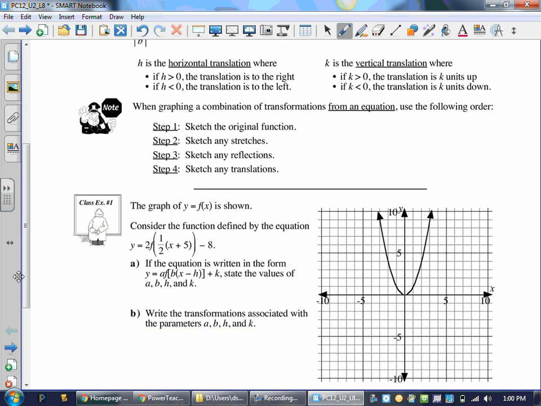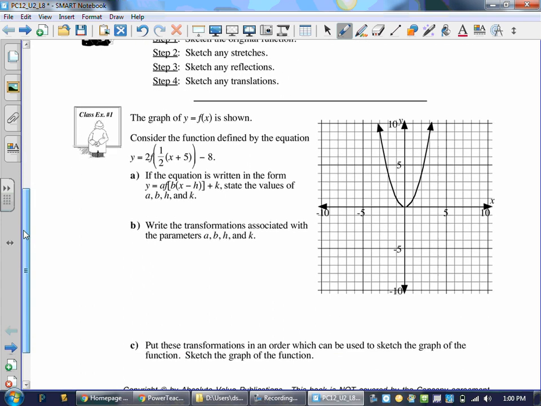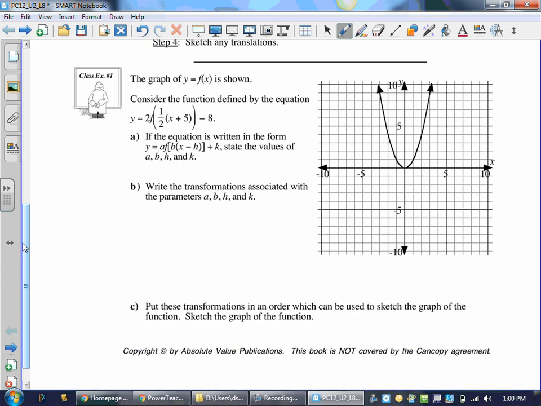It says a little stop sign guy says when doing it, we're going to form an equation in the following order. Sketch the original, then sketch all the stretches, reflections, and translations. So when it says the graph of y equals f of x is shown, that's the original graph, and we want to do these things to it. So they like you to make a little list.